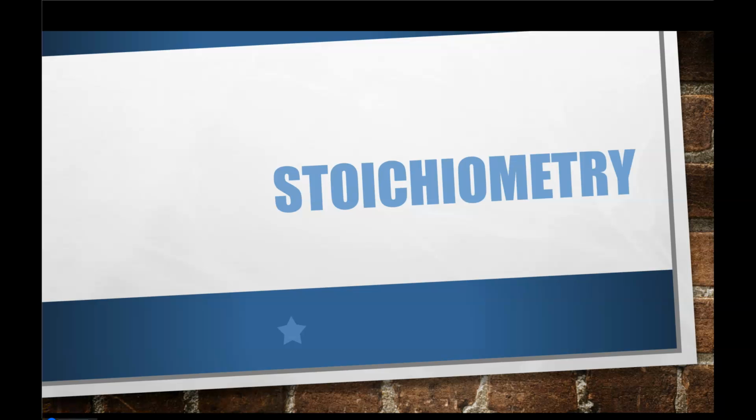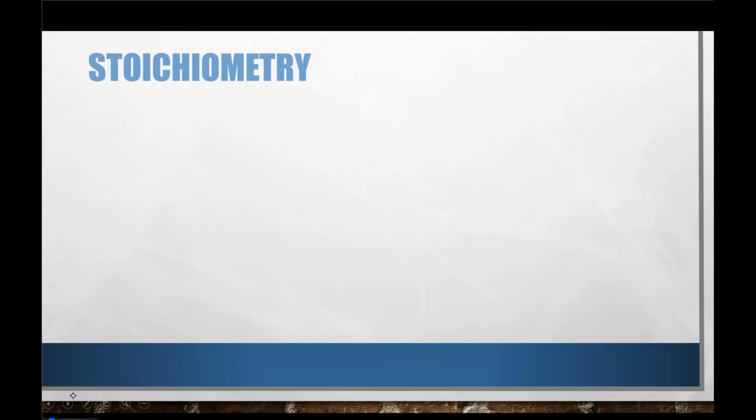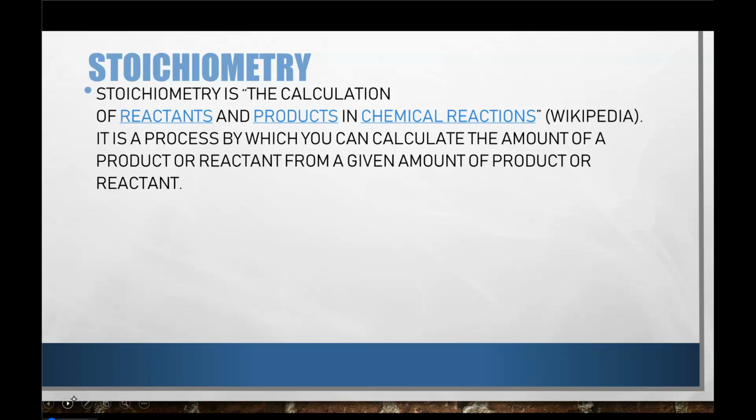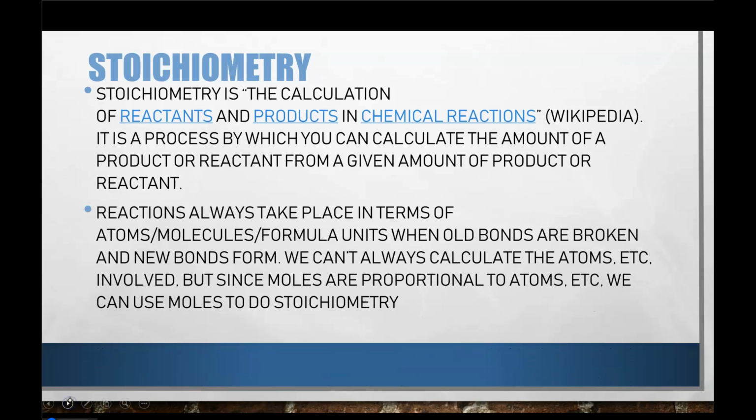Okay, so we're going to do a quick review of stoichiometry. Hopefully it comes back to you pretty quick. The technical definition of stoichiometry is the calculation of reactants and products in chemical reactions, according to Wikipedia. It is a process, a method, a way of calculating the amount of product or reactant from a given amount of product or reactant, and it all has to do with the fact that things react in terms of something called the mole.